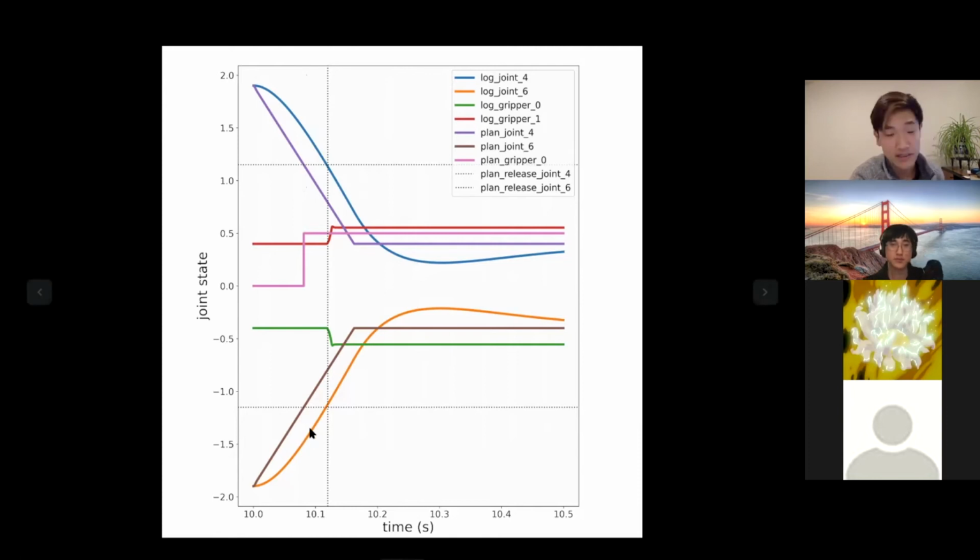To resolve this issue, we implemented a simple closed loop controller that only opens the gripper once the robot arm hits the desired position for release. The output of the closed loop controller is shown in red.